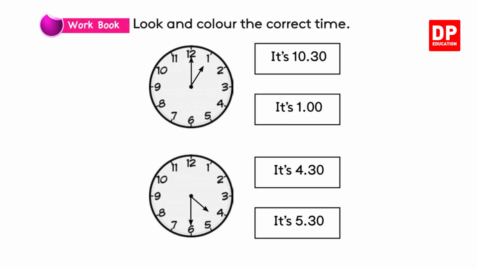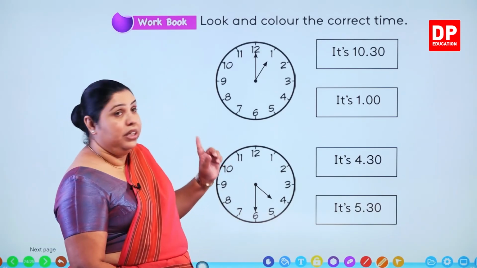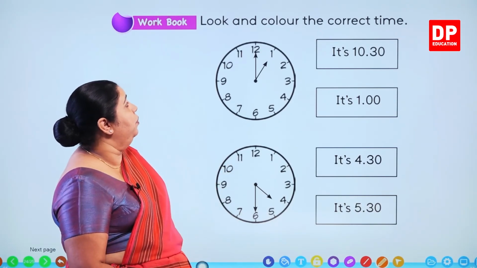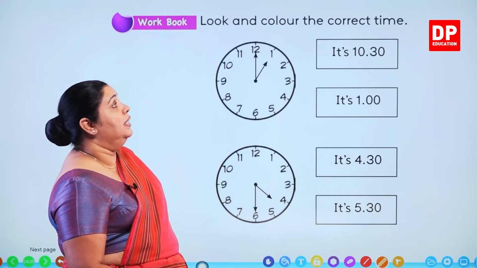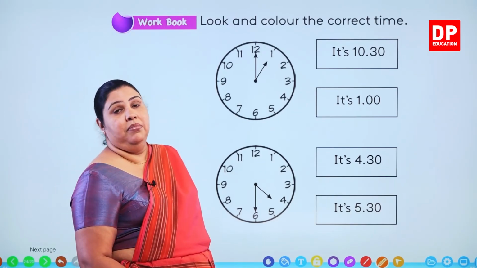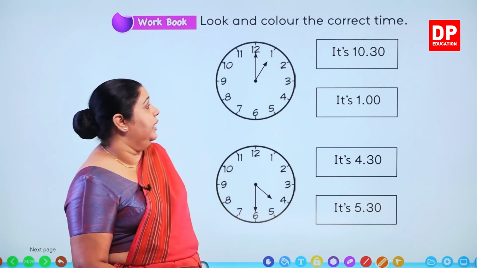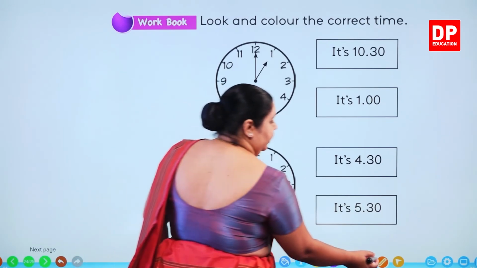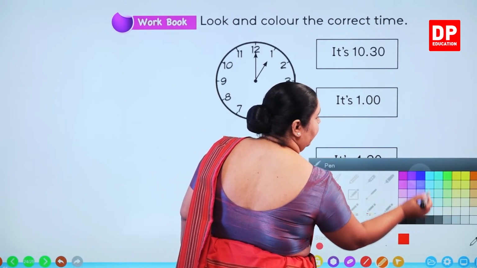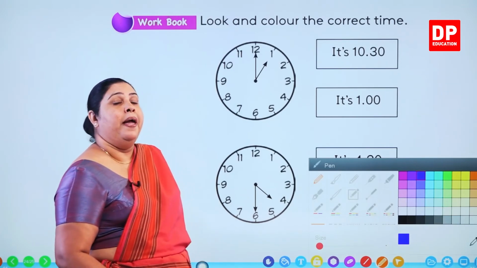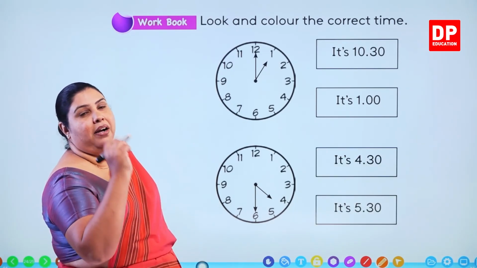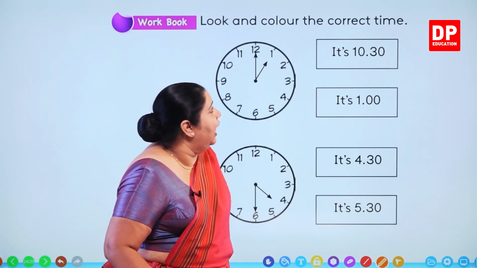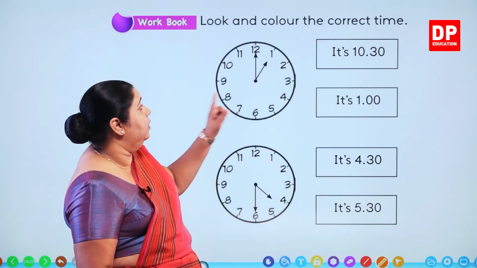Now this is your workbook activity and you have to turn to this page and we are going to do it. Look and color the correct time. I'm going to take another beautiful color. I love my blue color and I'm going to use that and mark my time. Now let's take a look at the clock.